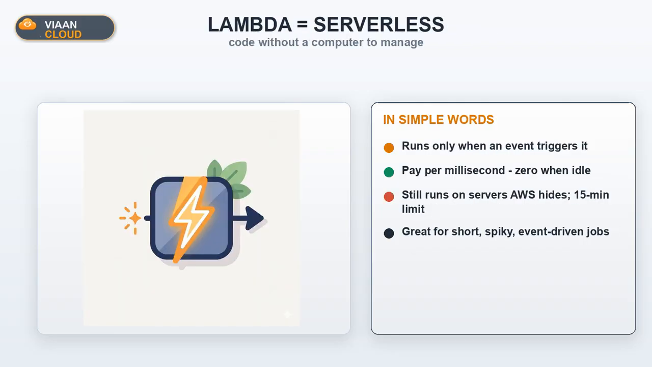Lambda is code without a computer to manage. You upload a function, and it runs only when an event fires, a file lands, a request arrives, and you pay per millisecond, nothing while it sits idle. Serverless doesn't mean no servers, it means AWS hides and runs them for you. It's perfect for short, spiky, event-driven jobs, just remember the 15-minute limit.